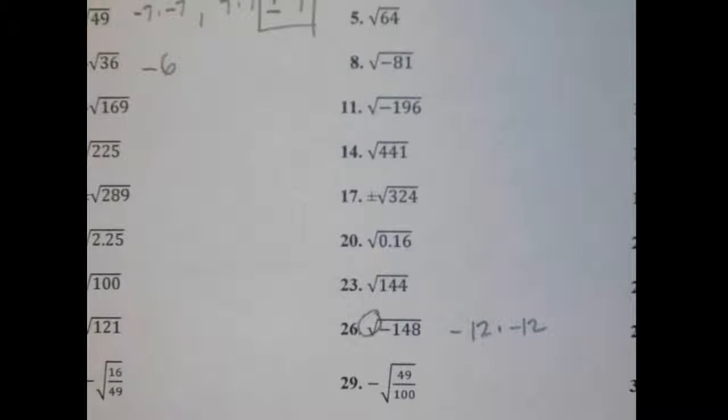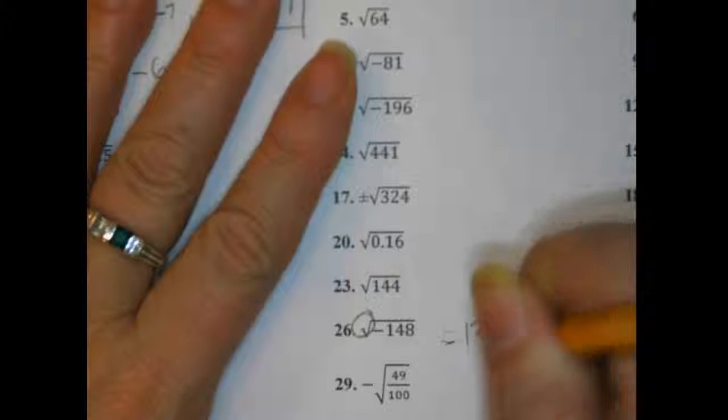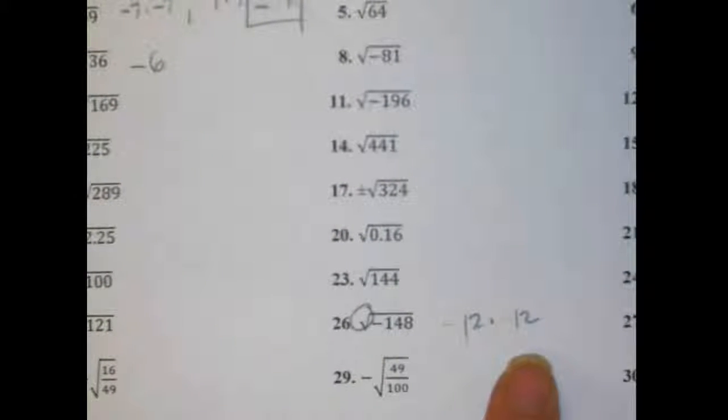Negative 144? It gives me positive 144, right? What if I multiply 12 times 12? What does that give me? Positive 12 times positive 12. What does that give me?